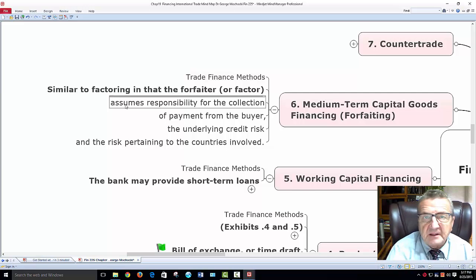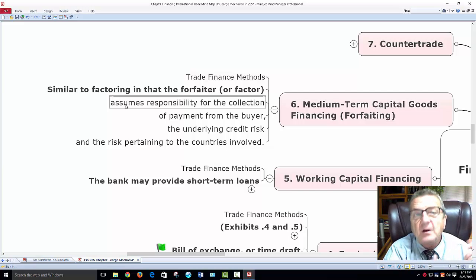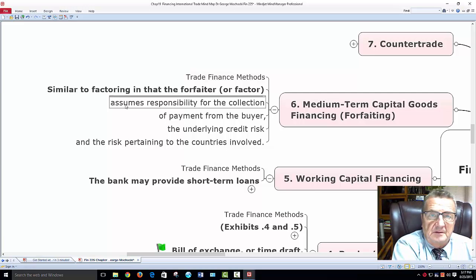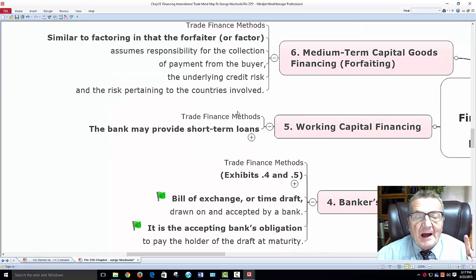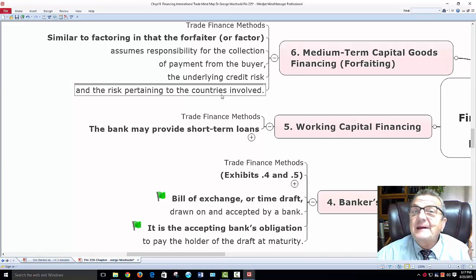So if I bought those accounts receivable, they're mine now. I am responsible for collecting. I paid them. It's like a good deal because I'm looking at, for lack of better words, an annuity in reverse coming back to me. It's a payment from the buyer, the underlying credit risk, and the risk pertaining to the countries involved, transferred over. So be careful when you're buying accounts receivable.